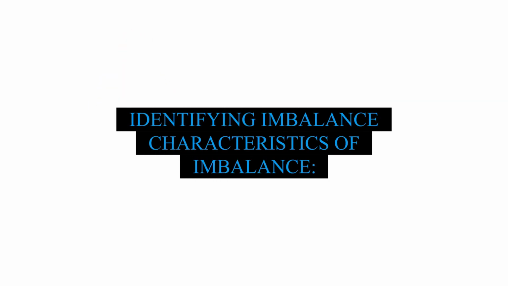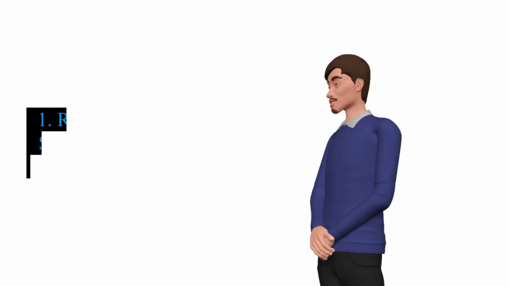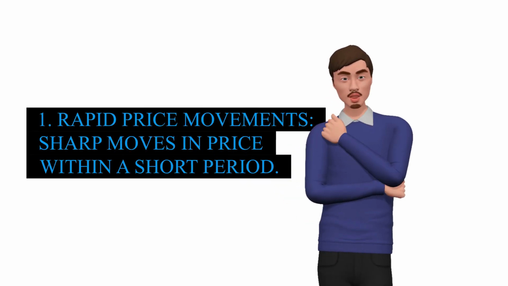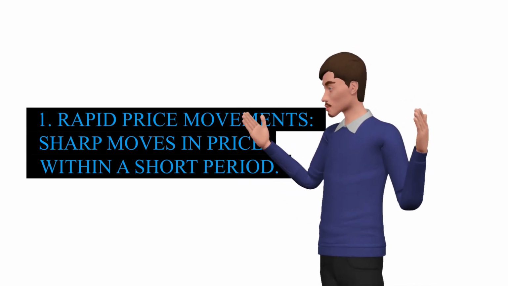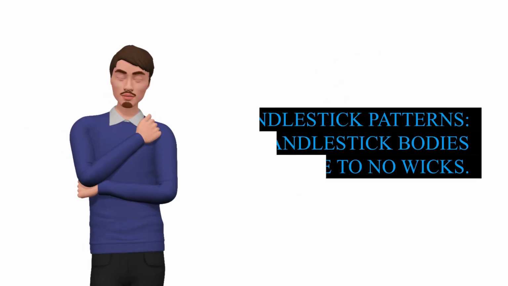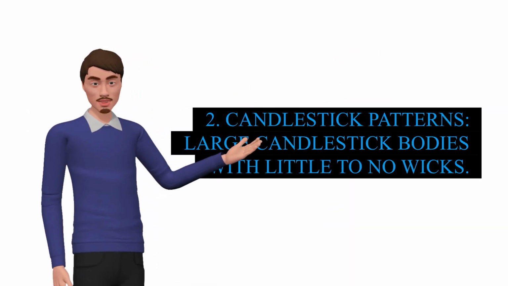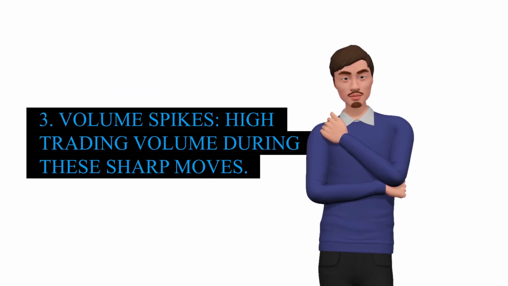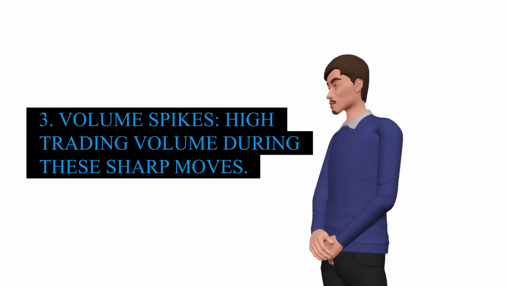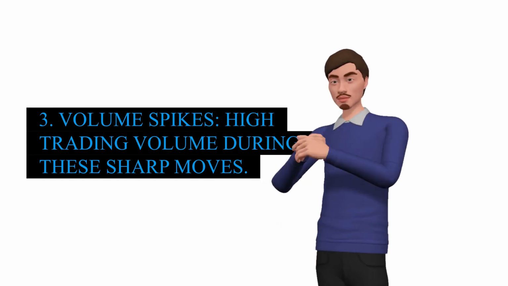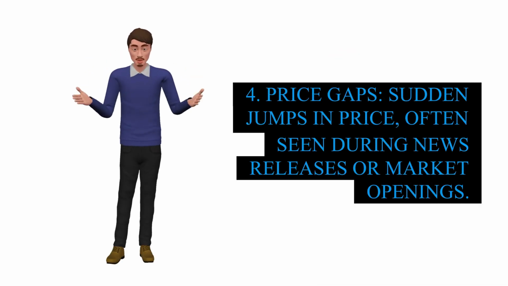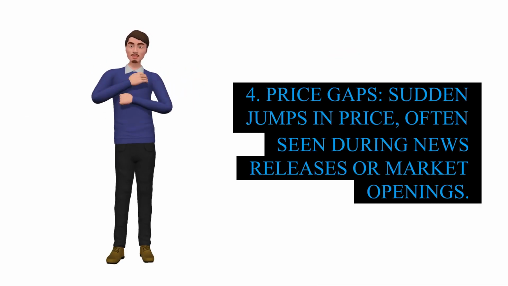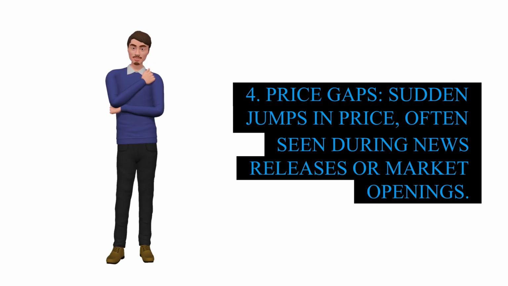Identifying imbalance. Characteristics of imbalance. 1. Rapid price movements: sharp moves in price within a short period. 2. Candlestick patterns: large candlestick bodies with little to no wicks. 3. Volume spikes: high trading volume during these sharp moves. 4. Price gaps: sudden jumps in price, often seen during news releases or market openings.